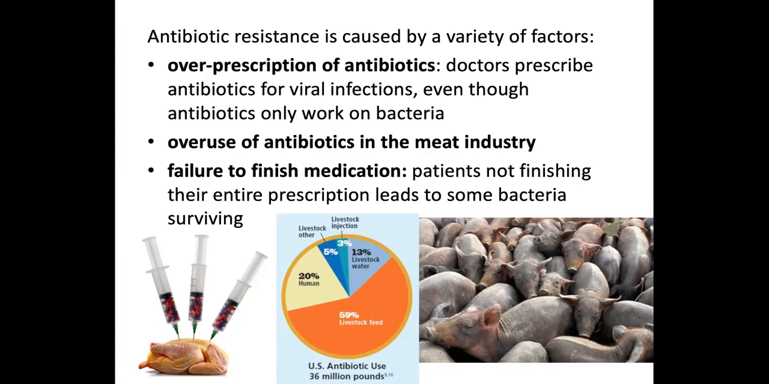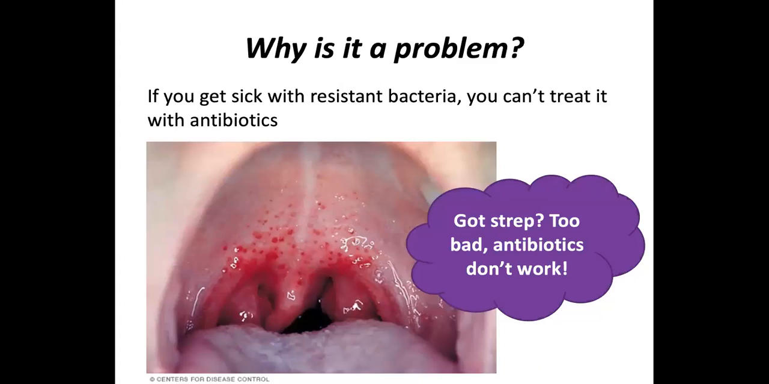And then a third one is the overuse of antibiotics in the meat industry. We've talked a little bit about this back when we were in biotechnology, and we talked about how different animals that we eventually eat are injected with different steroids, hormones, antibiotics. Okay, so this does happen in the meat industry much too often.